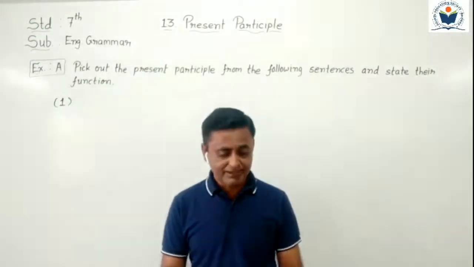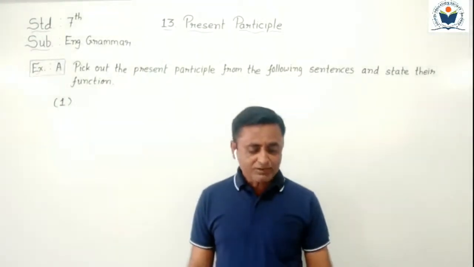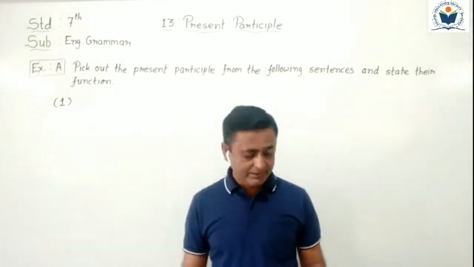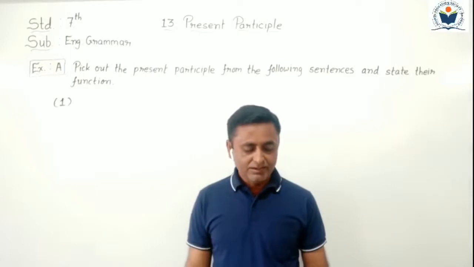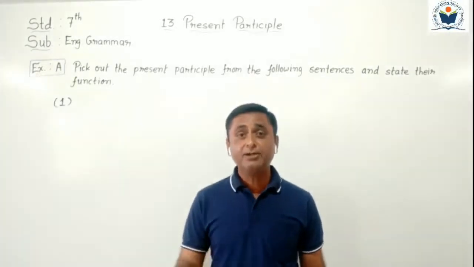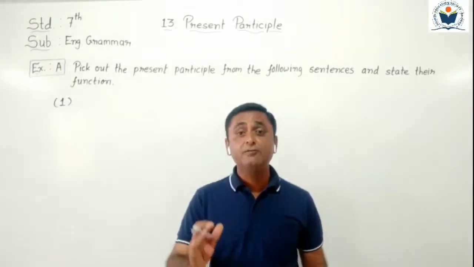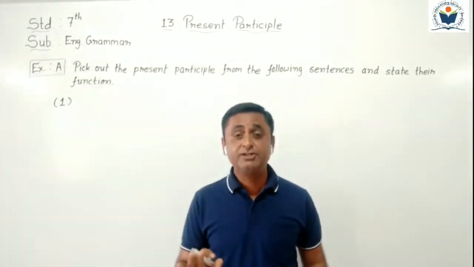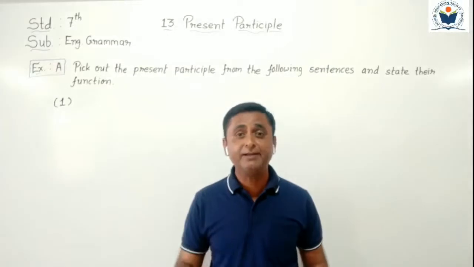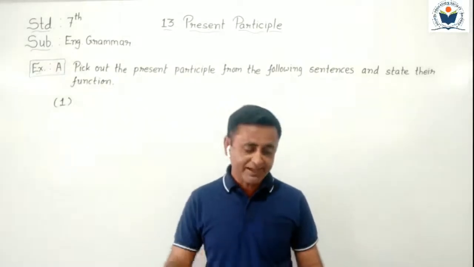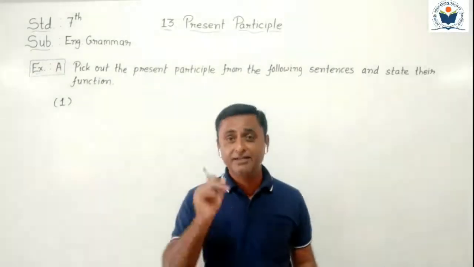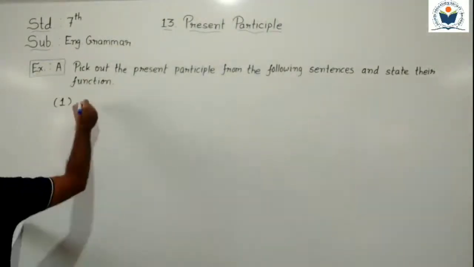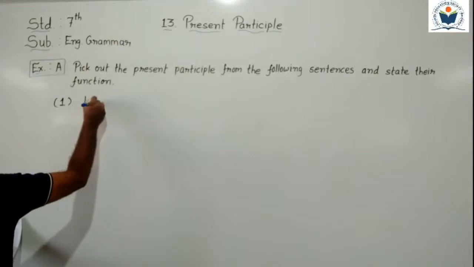Just pay attention here. Barking dogs seldom bite. The first sentence is given here, a little sentence. Barking dogs seldom bite. First of all, we have to find out which is the present participle in that sentence. Which is the present participle? Can you identify it from that sentence? Barking dogs seldom bite. Yes, which is the present participle? Yes, barking is that. So we have to write barking.